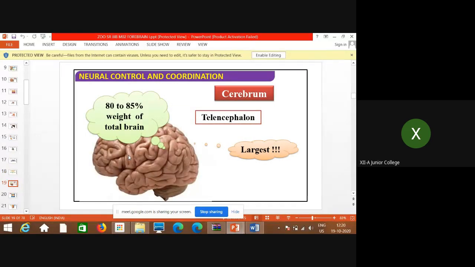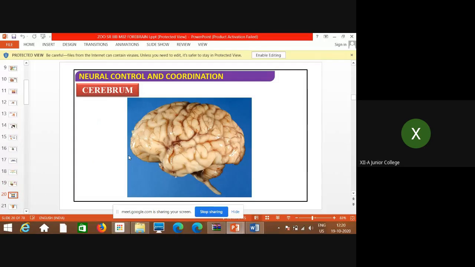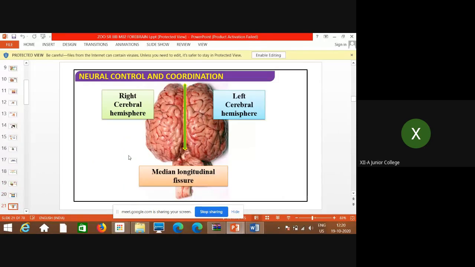80 to 85% of the weight of the total brain is occupied by this part of the forebrain, the middle second part, called the cerebrum. This is also called the telencephalon, which is the largest among all parts of the brain. So how does it look? In this diagram you can see it is divided into two parts. For the study, it is very important how to study this. You can see the middle part, which is considered a fissure.